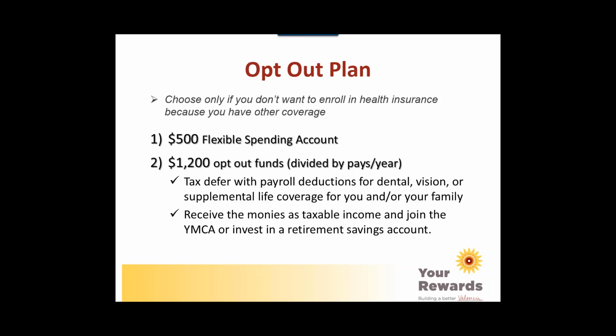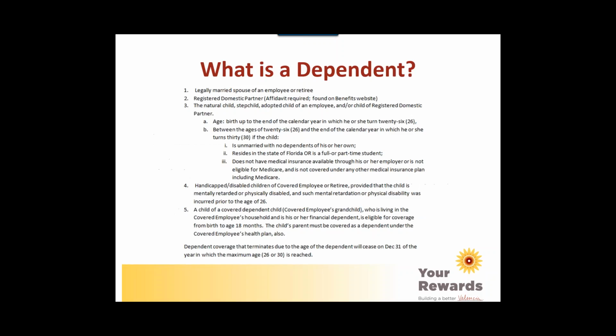And with those $1,200 in opt-out funds, it gives you a lot of flexibility to actually spend those dollars any way you'd like. So you can choose to tax defer those opt-out funds with payroll deduction for dental, vision, or supplemental life coverage for you and your family, or you might choose to receive those dollars as a taxable income and join the YMCA through Valencia subsidized membership, which we'll talk about a little later, or invest those dollars in a retirement savings account. So we've made the opt-out plan a little more generous than last year and actually much more flexible, so it really allows you to take control and spend those dollars any way you'd like.